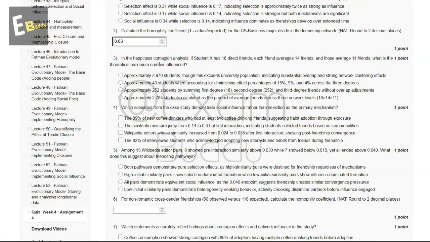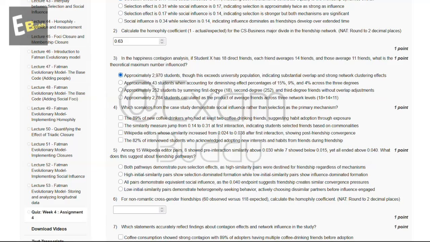And now let's go to our question number 3. In the happiness contagion analysis, if student X has 18 direct friends, each friend averages 14 friends, and those average 11 friends, what is the theoretical maximum number influenced? So these are the options, and the answer of our third question is A. Approximately 2,970 students, though this exceeds university population, indicating substantial overlap and strong network clustering effects.